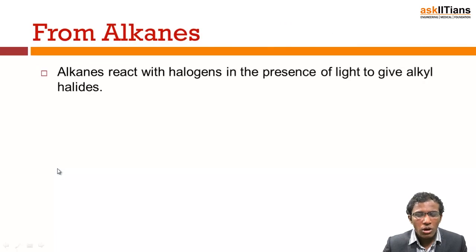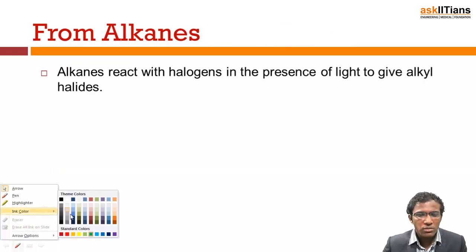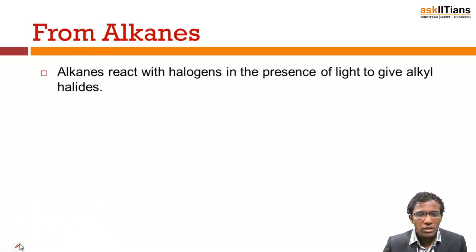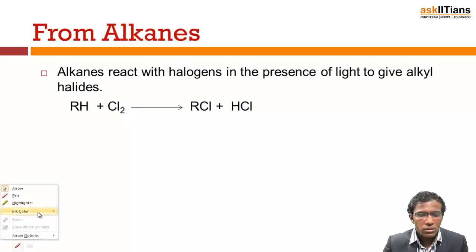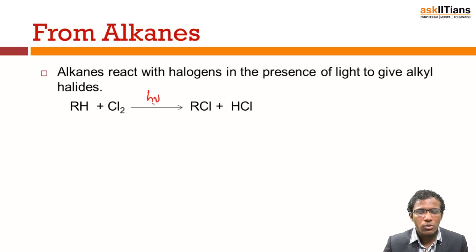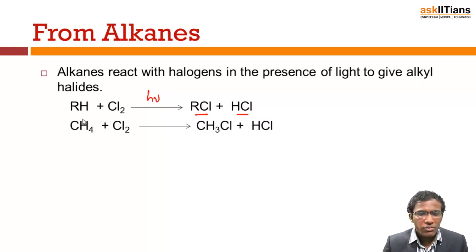From alkanes, they react with halogens in the presence of light to give halides. This is the alkane which is reacting with chlorine in the presence of light. For this reaction to take place, light is required. So in the presence of light, it gives alkyl halide along with HCl. If I take methane, I get methyl chloride. So by the reaction between methane and chlorine in the presence of sunlight, we get alkyl halides.